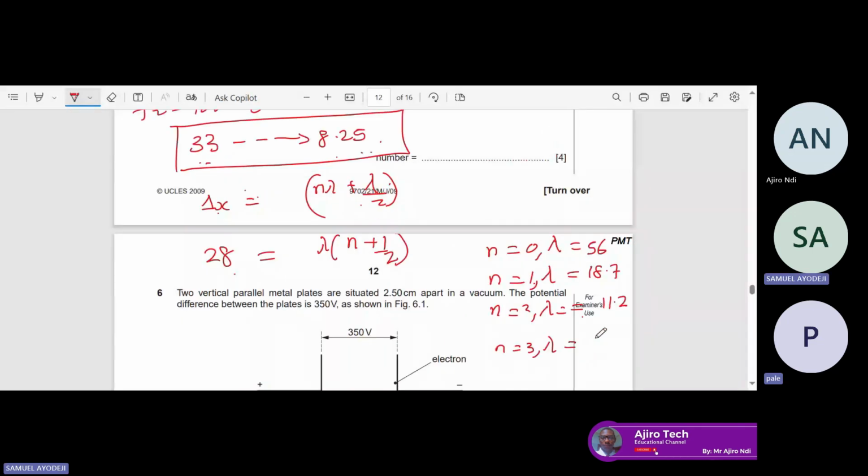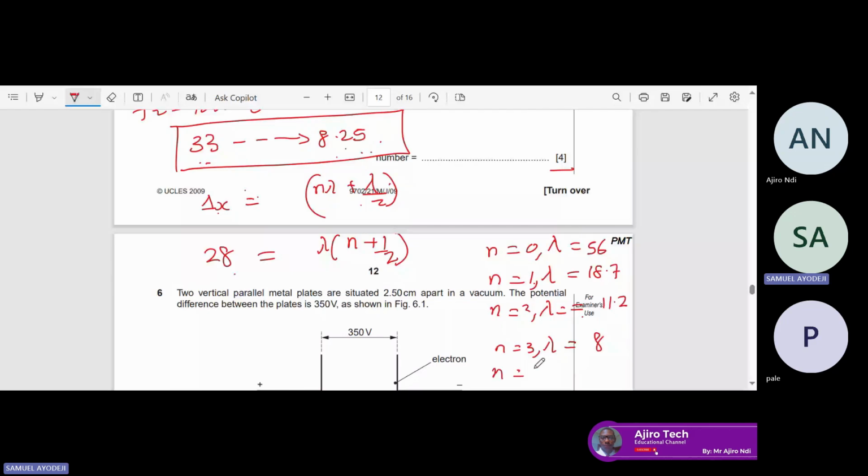For n equal to 3, that gives 8. 8. Okay, which is also possible. It's within the range. Okay. See, n is equal to 4.